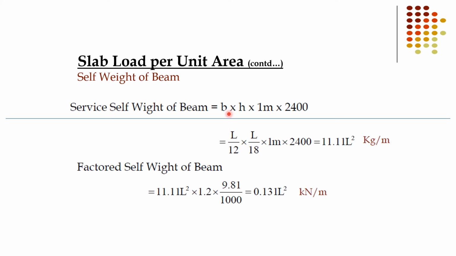B will be taken as L by 12 and H will be taken as L by 18. L is the span length, and then multiply with 1 meter, multiply by density of concrete, you will get 11.11 L square. This is the dead load. The dead load factor is 1.2. You will multiply with 1.2, and you will get 0.131 L square.